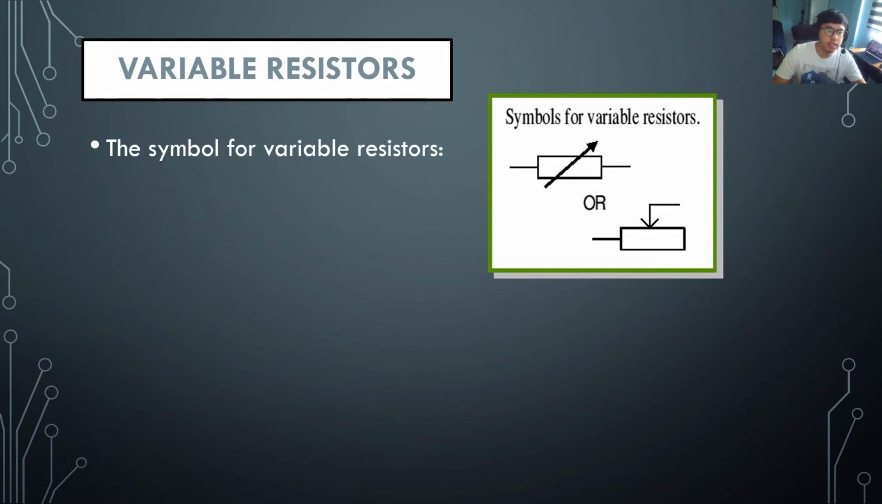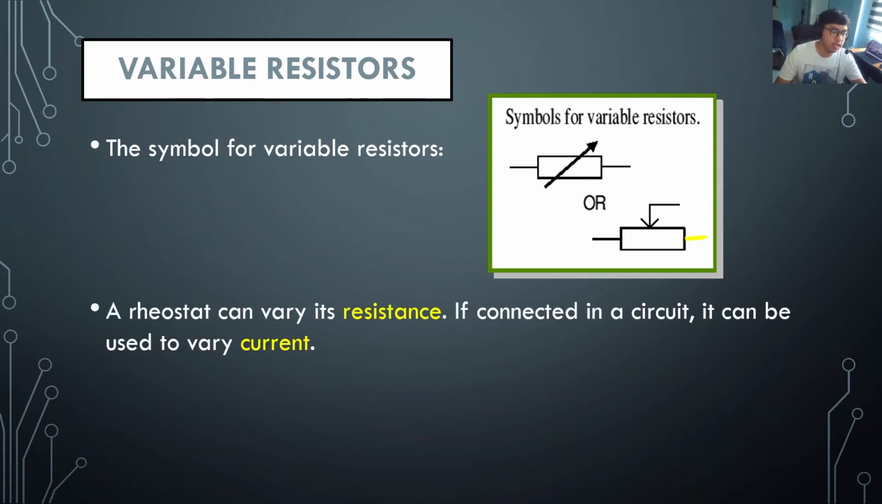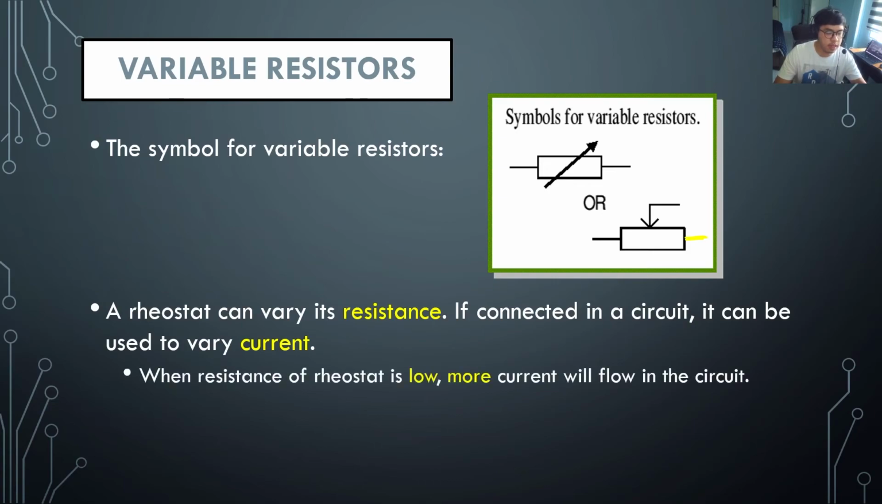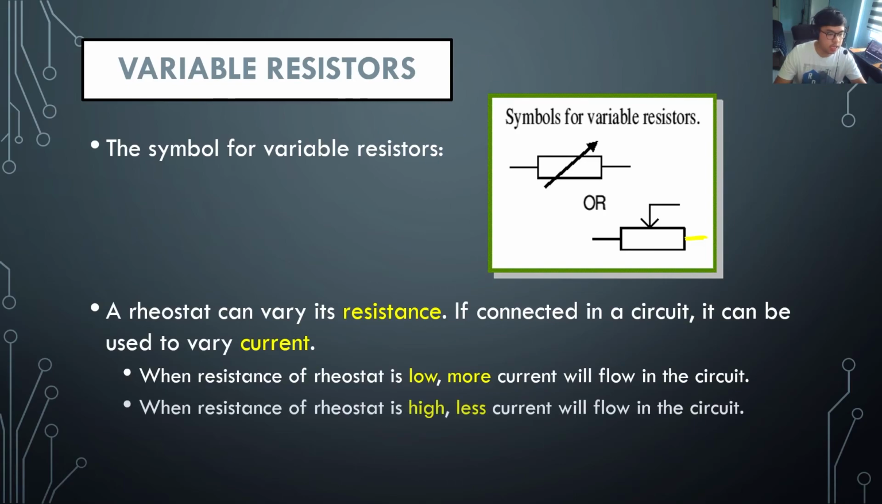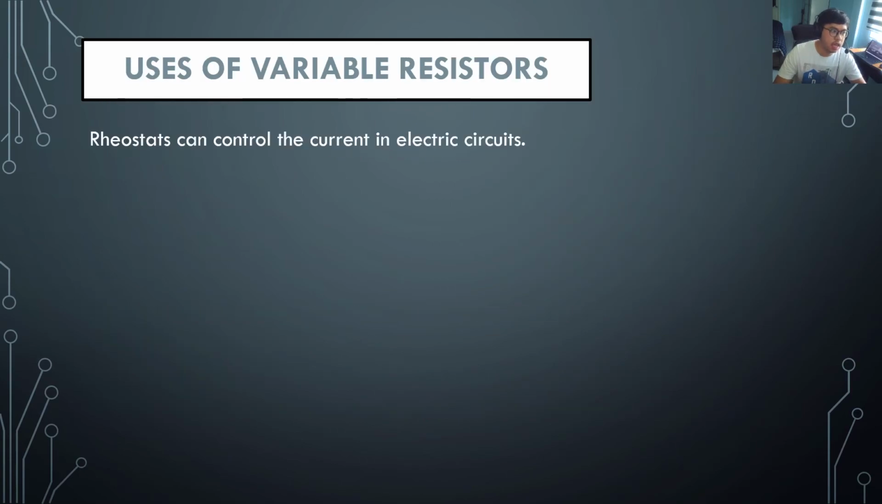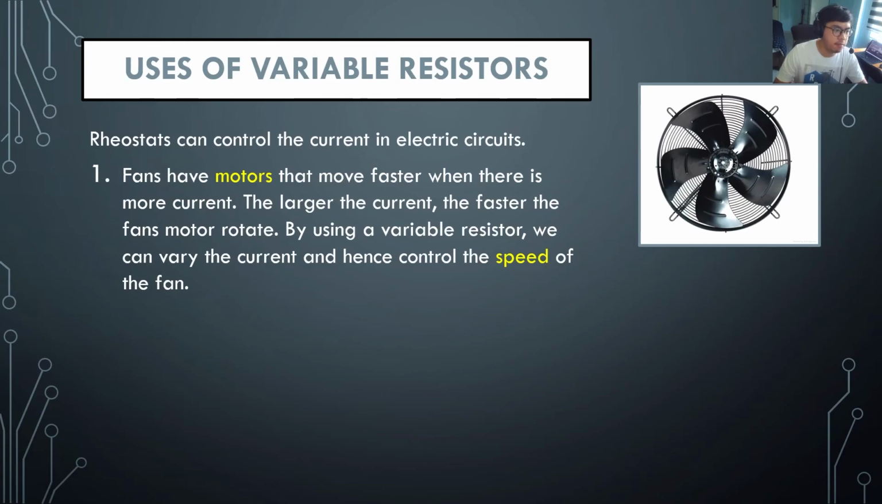Now, variable resistors have this sort of symbol here. There are two types. You can use either one. Like I said, a rheostat can vary its resistance. If connected in a circuit, it can be used to vary current. When the resistance of the rheostat is low, there will be more current flowing in the circuit, and the opposite is also true. Now, we can use the rheostat or variable resistor to control the current in electric circuits. Here are some examples. Fans have motors that move faster when there's more current. The larger the current, the faster the fan's motor rotates. By using a variable resistor, we can vary the current and hence control the speed of the fan.